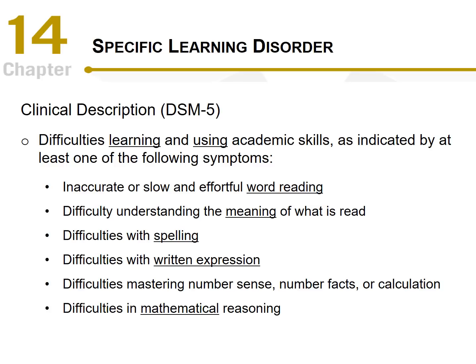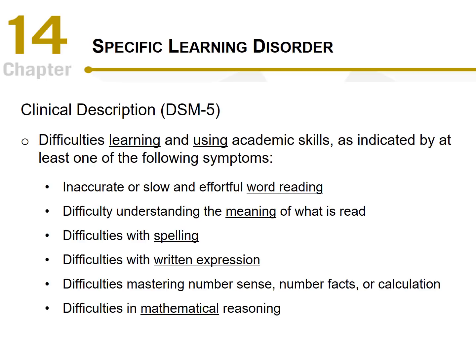So the first is inaccurate or slow and effortful word reading. So this can be individuals who are guessing at words. They have difficulty sounding things out. They read words wrong, and that in turn causes them to read slowly, and it takes a lot of effort on their part. The second point is really talking about reading comprehension. So this is understanding what you're reading, making sense of it.